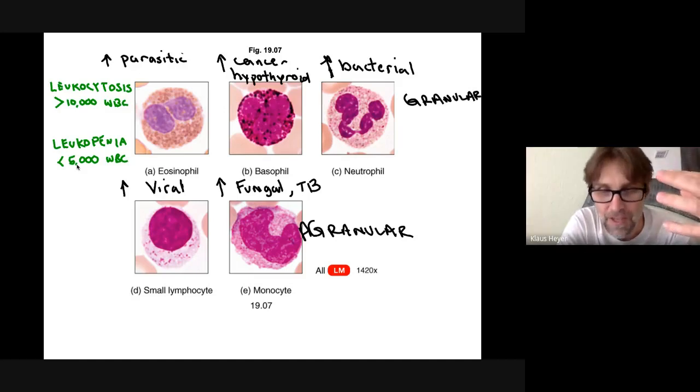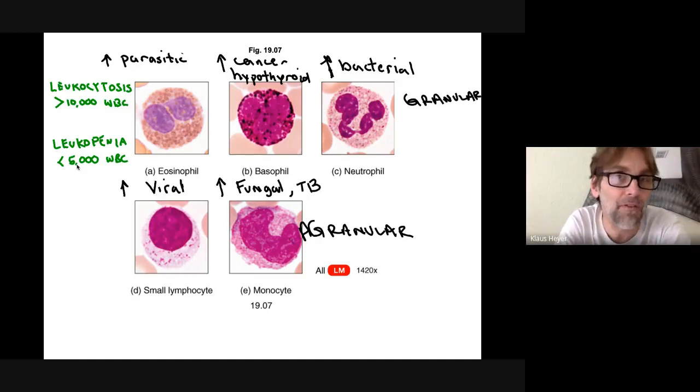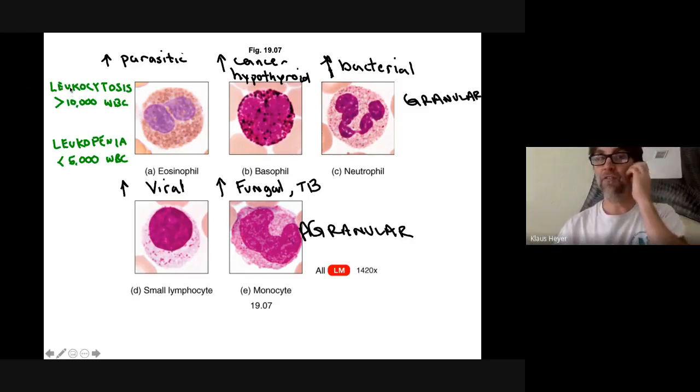It's like not enough. It could also refer to something like muscle, right? So someone without a lot of muscle, that would be a sarcopenia. So that PENIA means not enough, right? So leukopenia, leuco meaning white, and then too many white blood cells, leukocytosis.